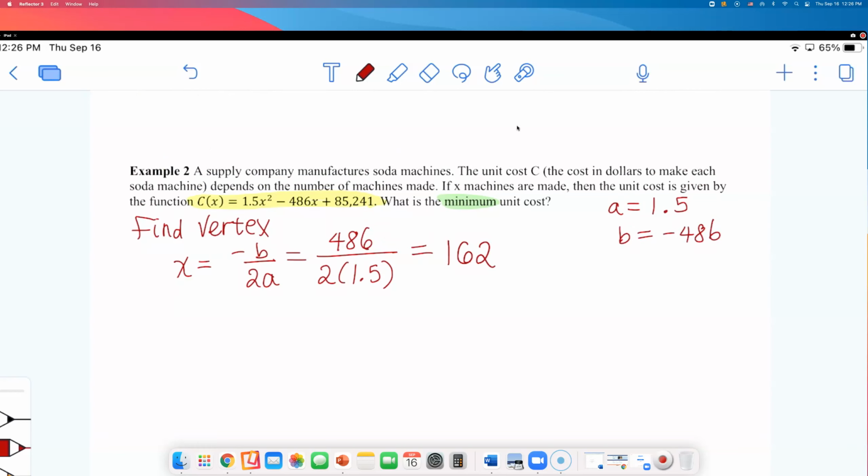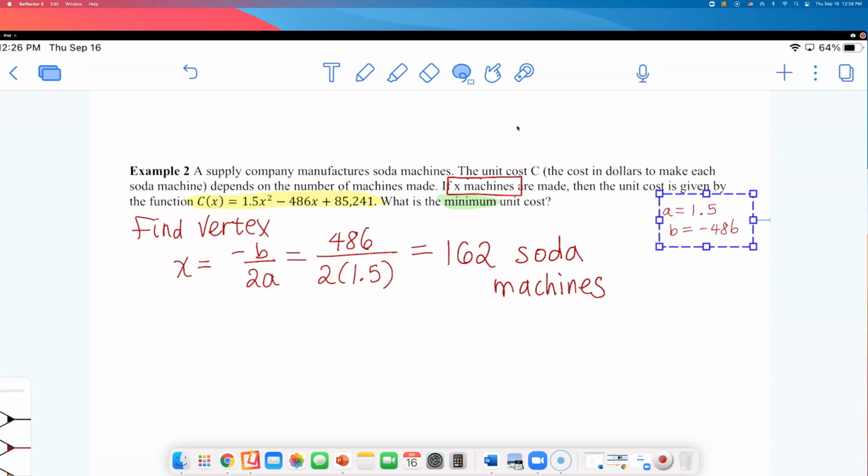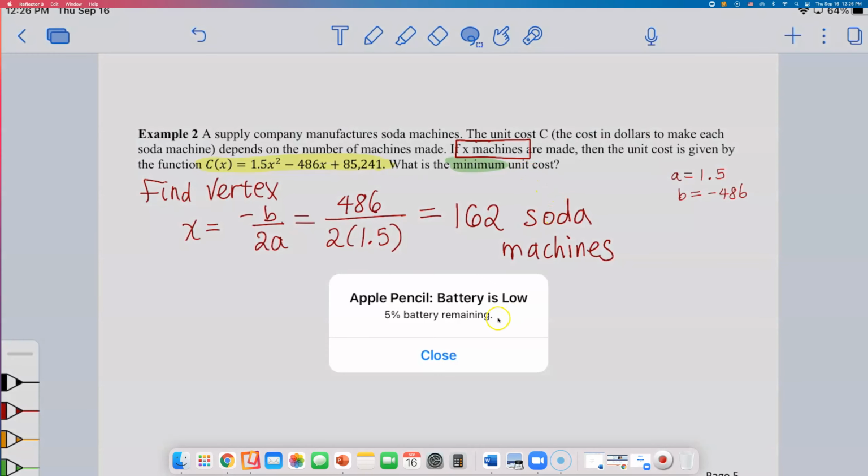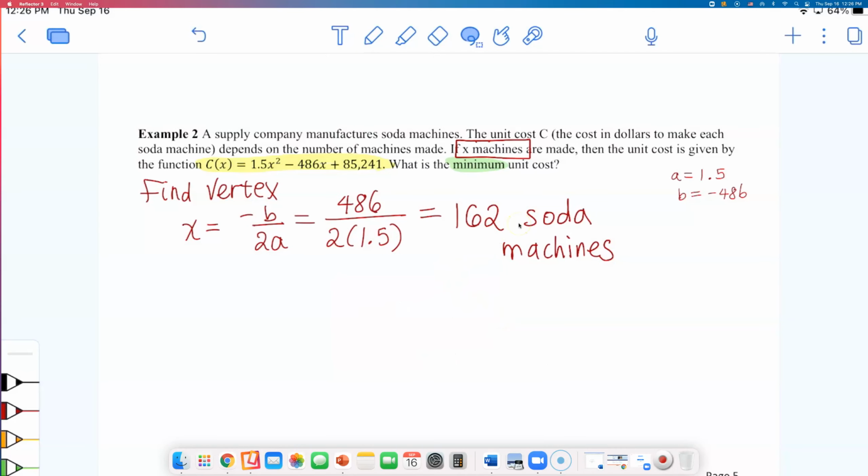We have to look at this problem very carefully. What does x stand for? x stands for machines. So we're looking at 162 soda machines. So this is what we know. If this manufacturer makes 162 soda machines, they can minimize the unit cost. Okay, but what were they asking though? Look at the wording of what they were asking. They were asking what is the minimum unit cost. So we're not done. We know if they make 162 soda machines, the cost in dollars will be minimized. But what is that actual unit cost?